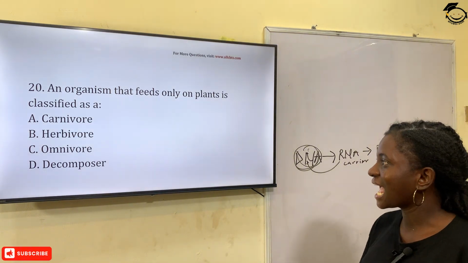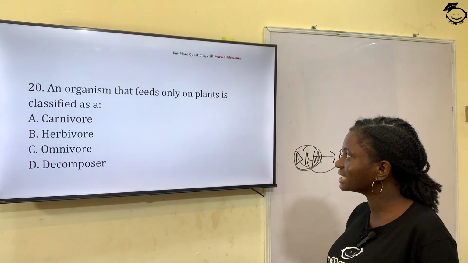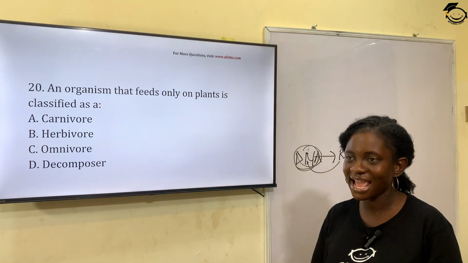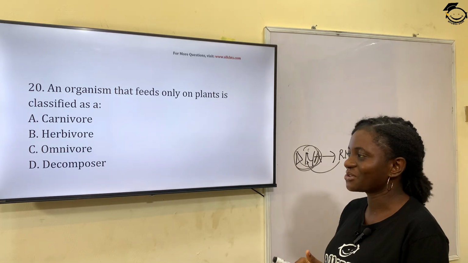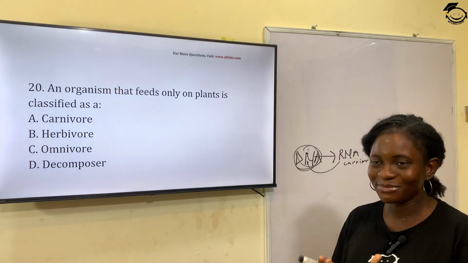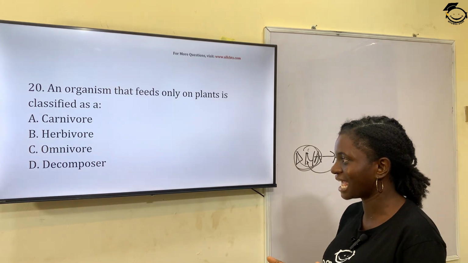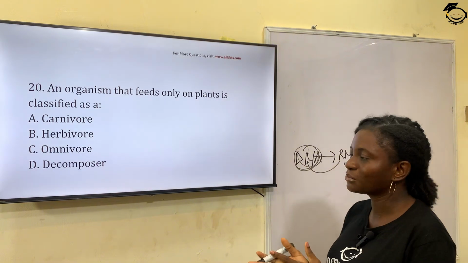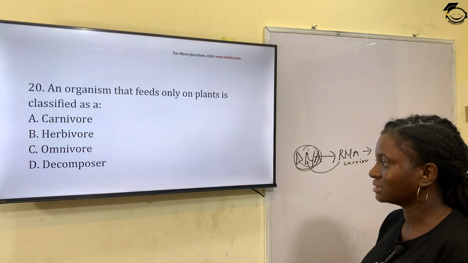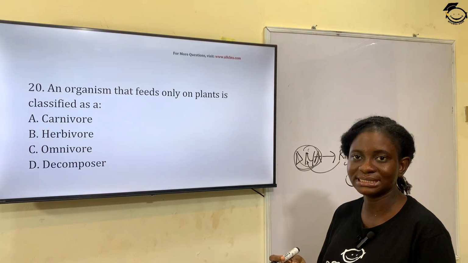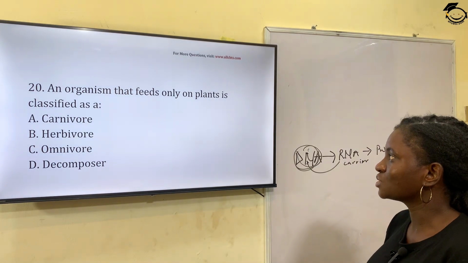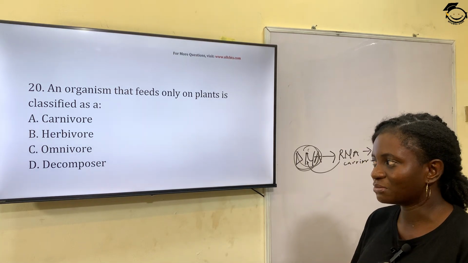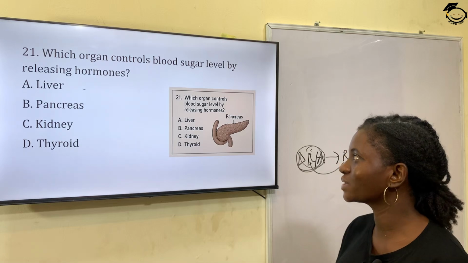Question 20. An organism that feeds only on plants is classified as: A, carnivore. Carnivores feed on animals. B, herbivore, like herbs, feeds on plants. C, omnivore. Omnivores feed on both plants and animals. And D, decomposer, they feed on dead organic matter. So the correct answer to this question is herbivore, option B.